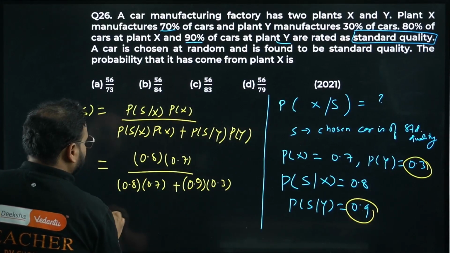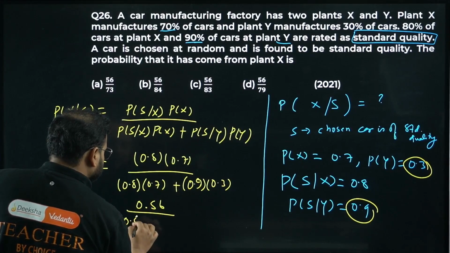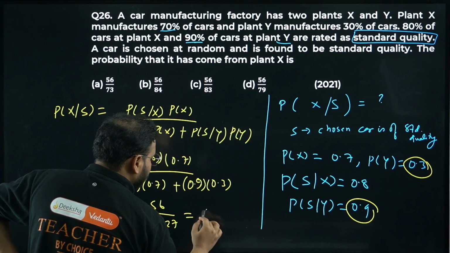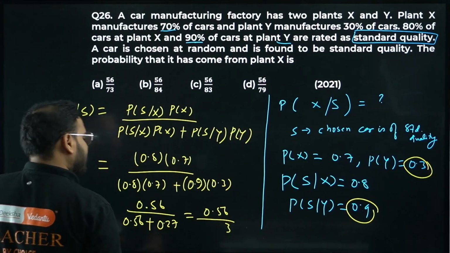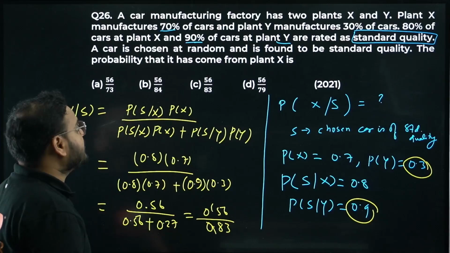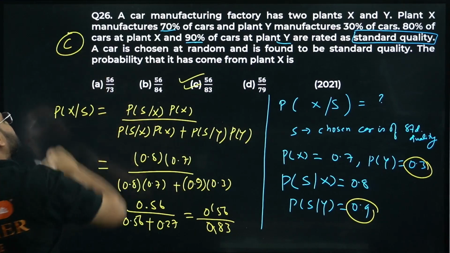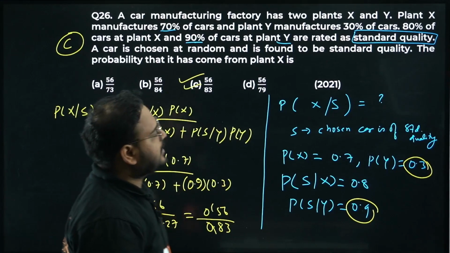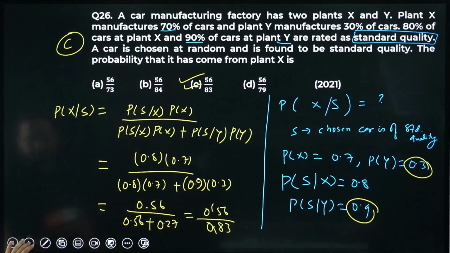Let's simplify. I get 0.56, and over here also 0.56, and over here I get 0.27. Adding it, I get 0.56 upon 0.83, the decimal is cancelled. The answer is 56/83. Option C is correct. Please have a look. It's a good question, asked in 2021.